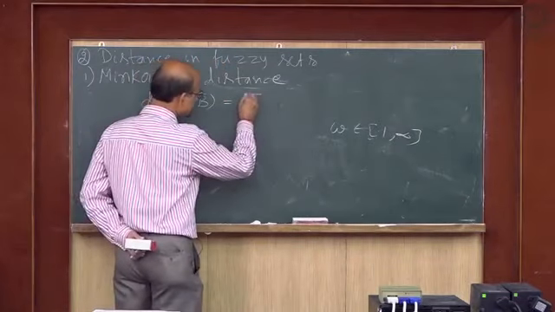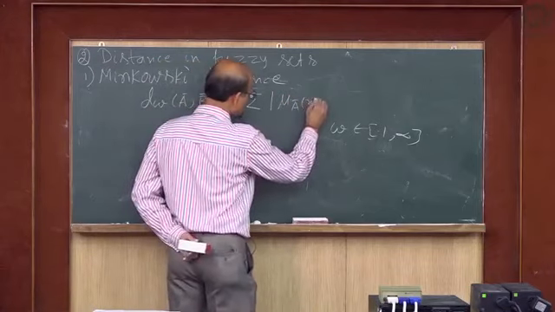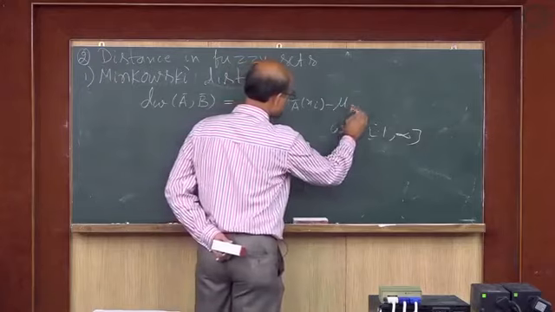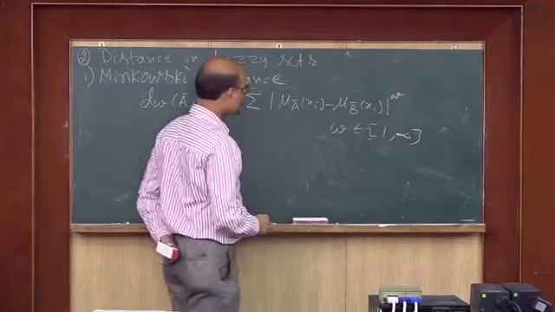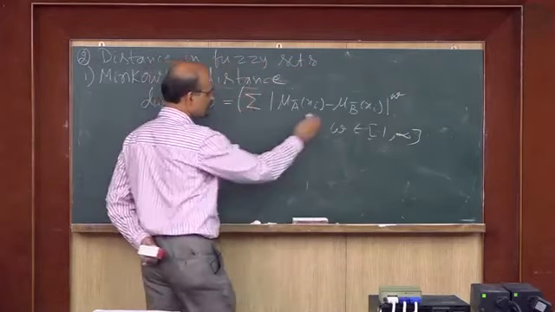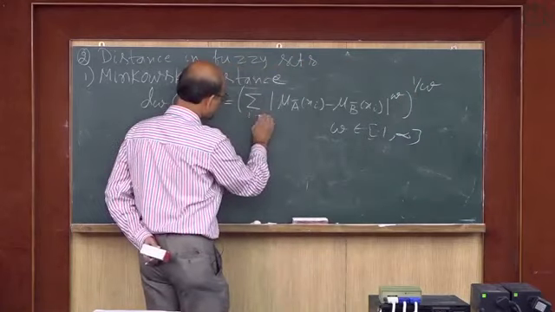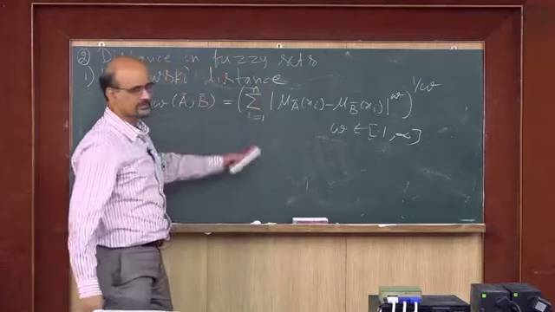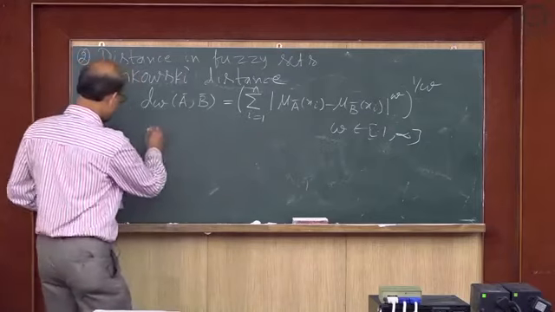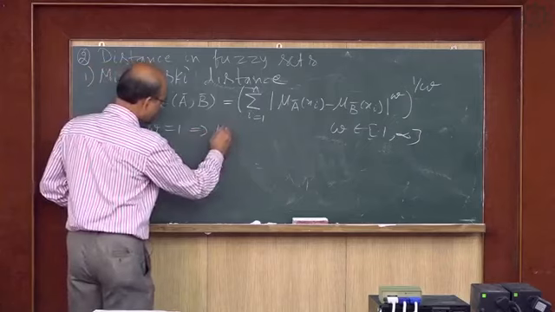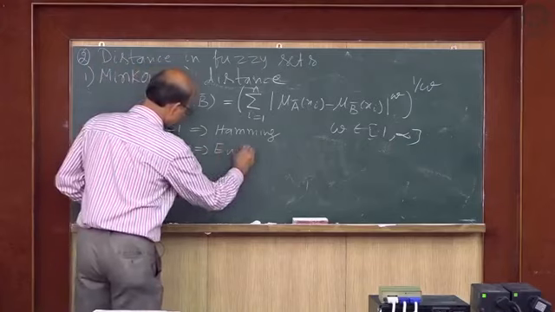So, let us define this. This will be summation mu a bar xi minus mu b bar xi whole to the power w and then whole to the power 1 by w, and i is equal to 1 to n, or I can write x belongs to capital X. And you can see that if w is equal to 1, this is your Hamming, and if it is equal to 2, that is your Euclidean.